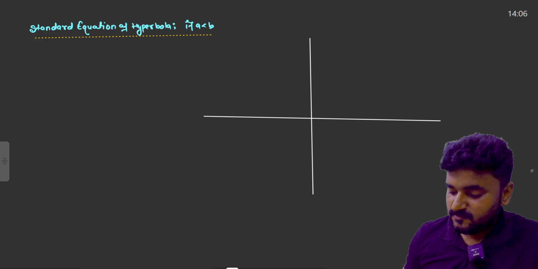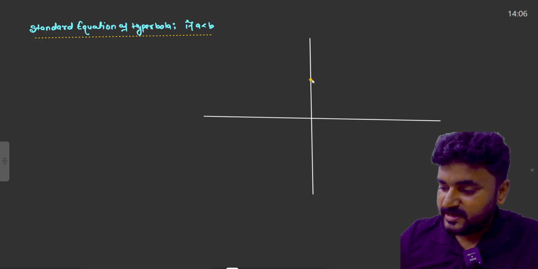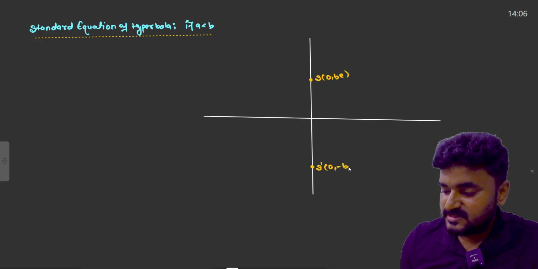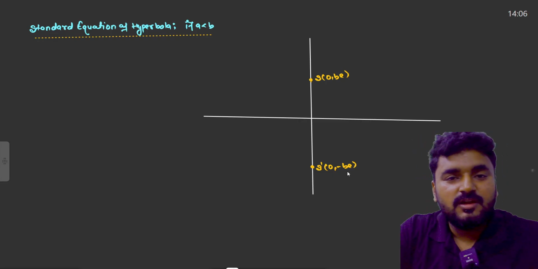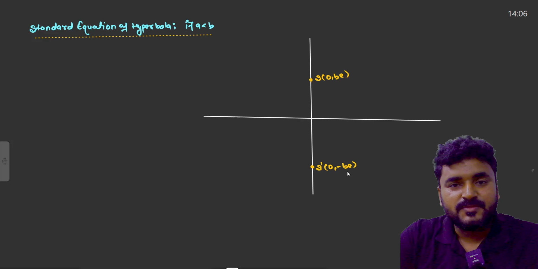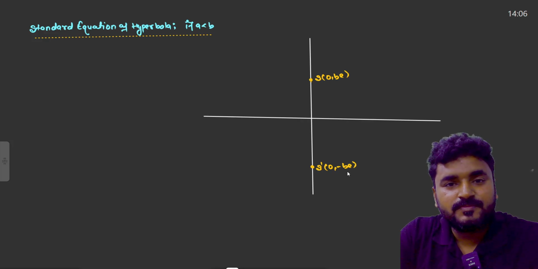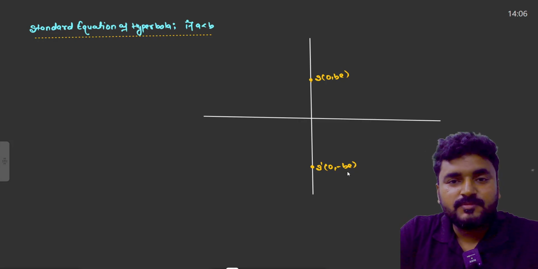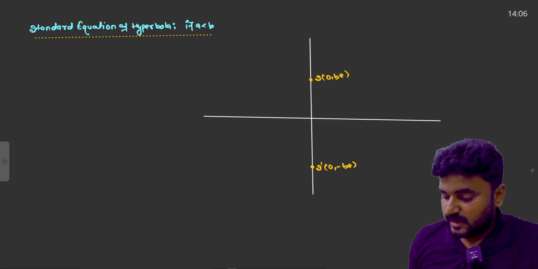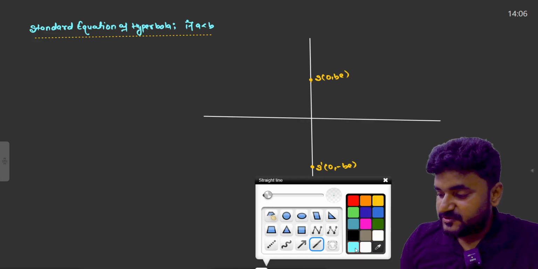Yes, on the y axis. So here I will write S as (0, BE), and the second focus I will write S dash (0, minus BE). Previously I was taking the focus on the x axis, now this time I will take the focus on the y axis because it is the conjugate hyperbola. So I will take its two directrices also.